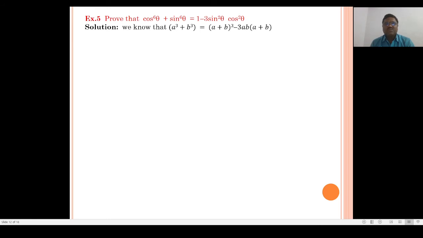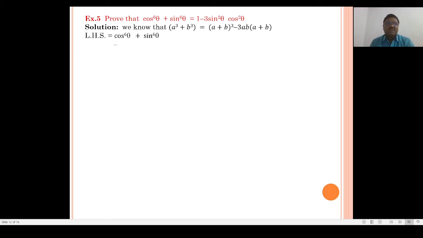Next example, example number 5. Prove that cos raised to 6 theta plus sin raised to 6 theta equals to 1 minus 3 times sin square theta cos square theta. So here we know using the formula a cube plus b cube equals to a plus b bracket cube minus 3ab into bracket a plus b.